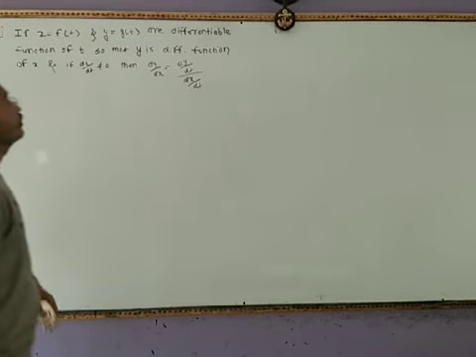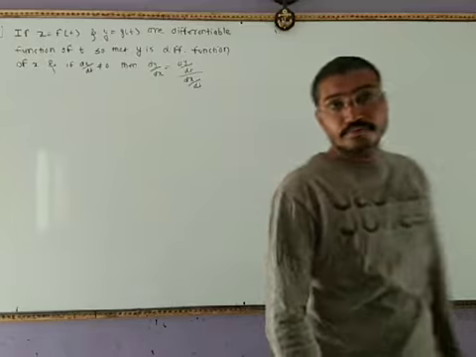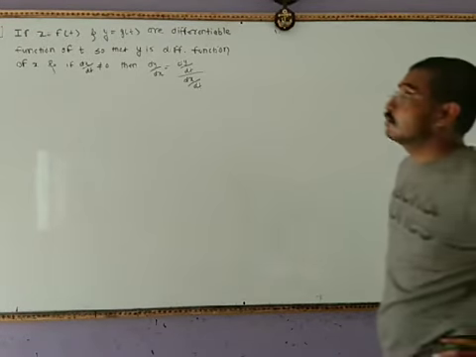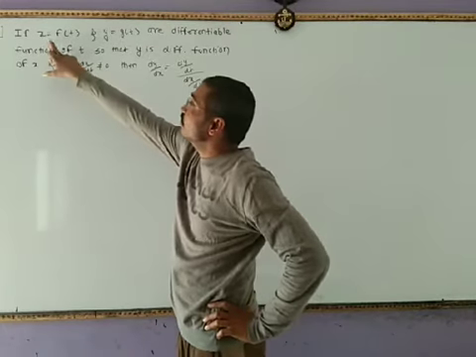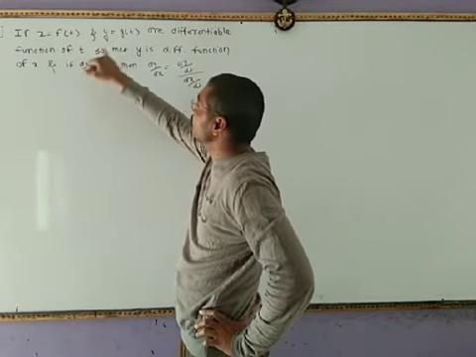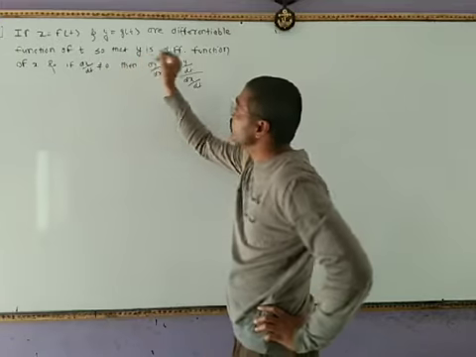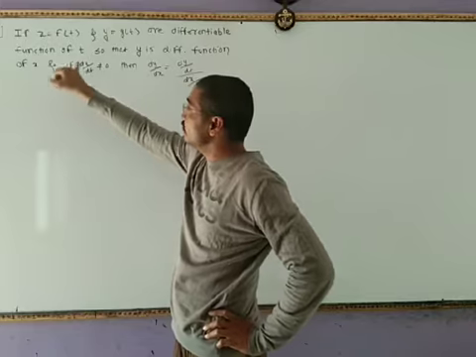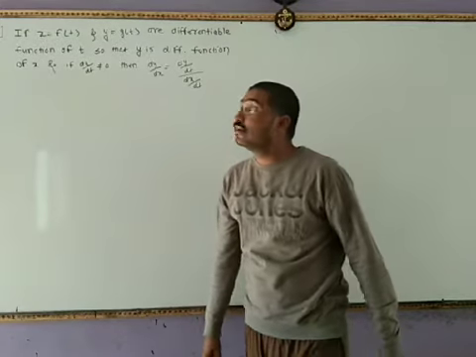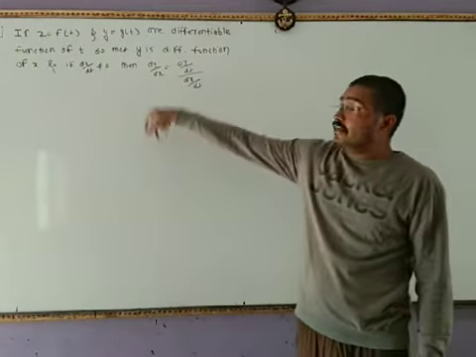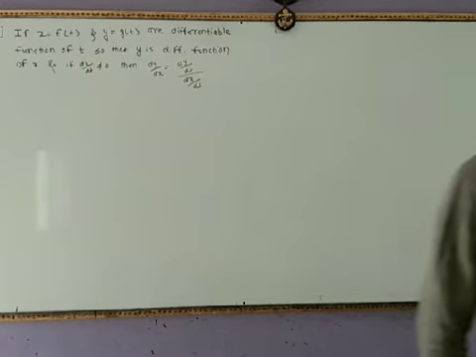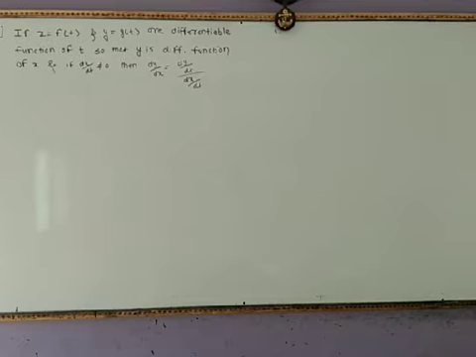If x is equal to f of t and y is equal to g of t are differentiable functions of t, so x is a differentiable function of t and y is a differentiable function of t, then y is a differentiable function of x. If dx by dt is not equal to 0, then dy by dx is equal to dy upon dt upon dx upon dt. It is a parametric function.